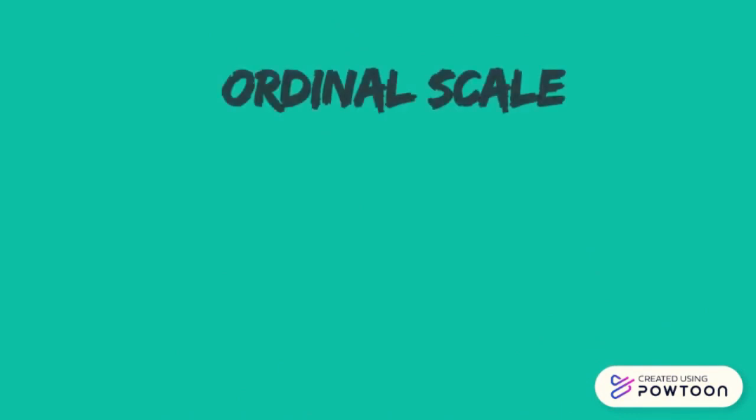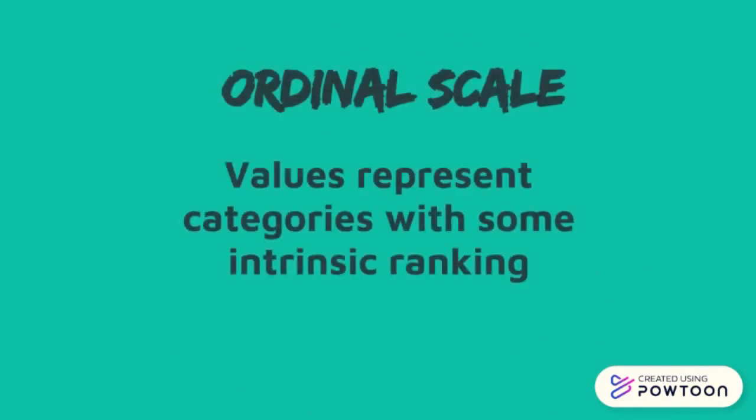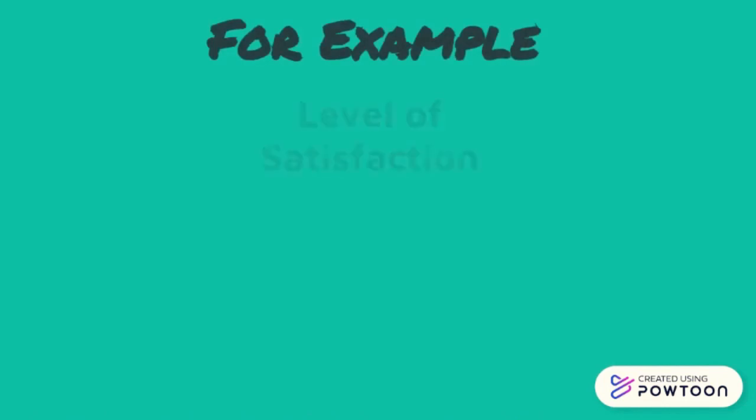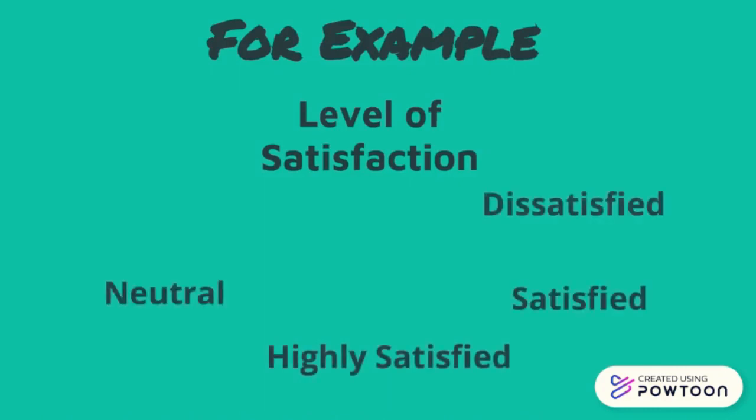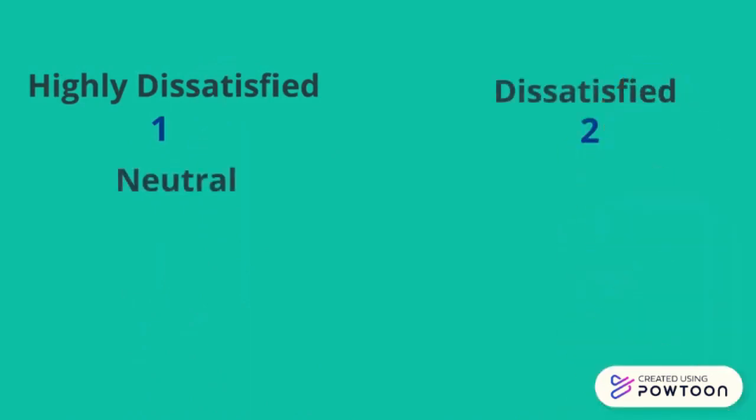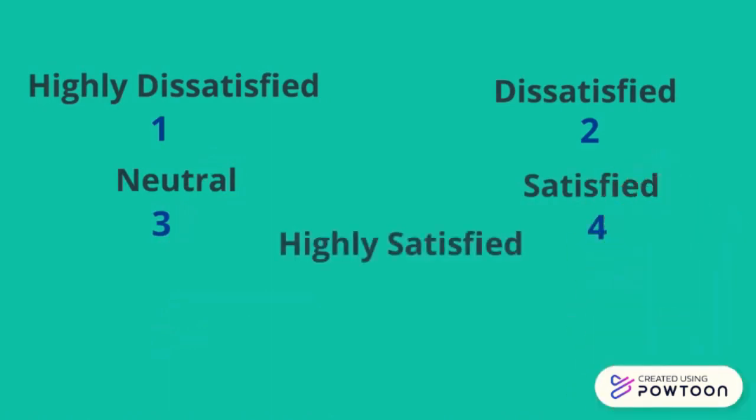Ordinal scales are those which have categories and they have order and rank of the categories. For example, if you're asking for the level of satisfaction for a product in a questionnaire, you have used a 5-point Likert scale from highly satisfied to highly dissatisfied. In this case, highly dissatisfied will be given 1, dissatisfied 2, neutral 3, satisfied 4, and highly satisfied will be coded as 5.